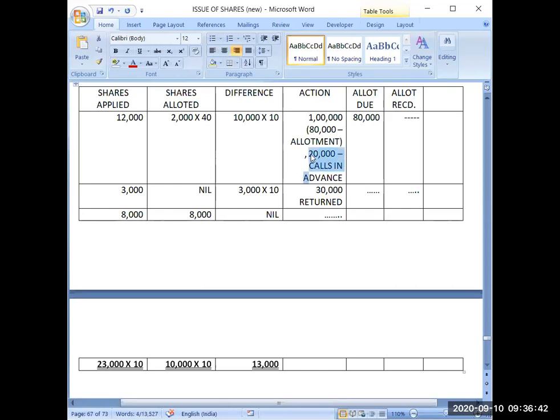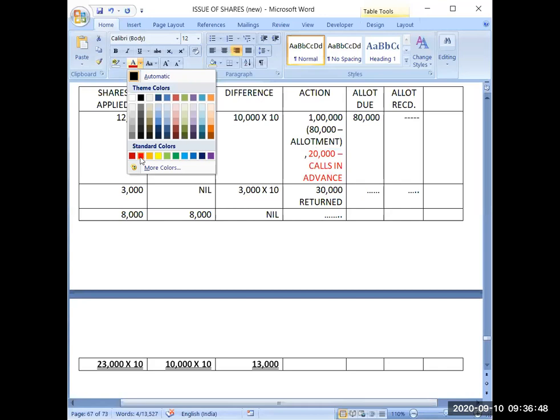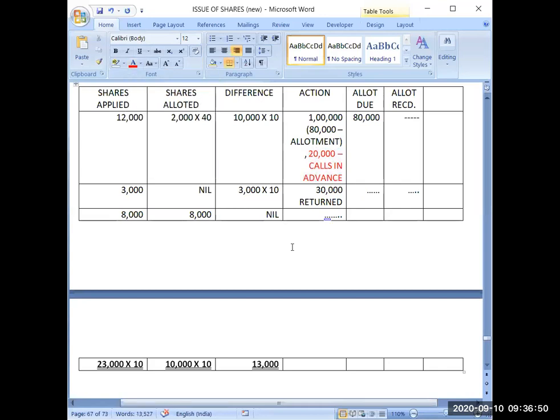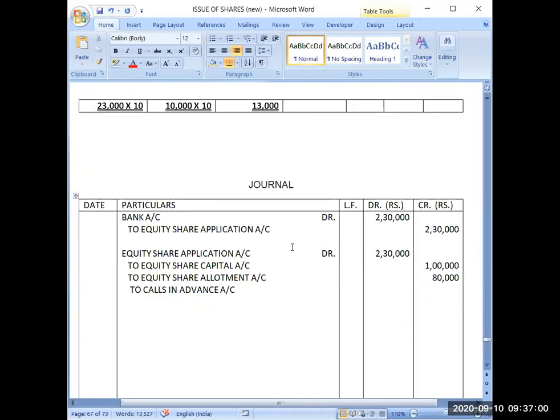If you are not listening carefully, you will get confused in exams. That's why I am saying this chapter is dangerous. It is clearly mentioned in your table that 20,000 is calls in advance. What is the use of that table if we can't see our calculated information correctly?